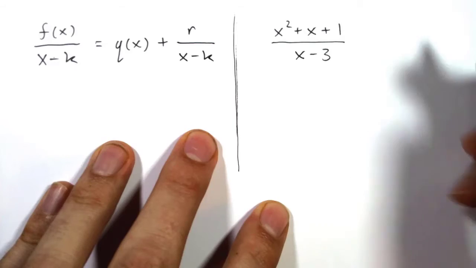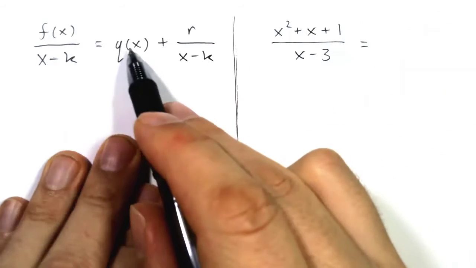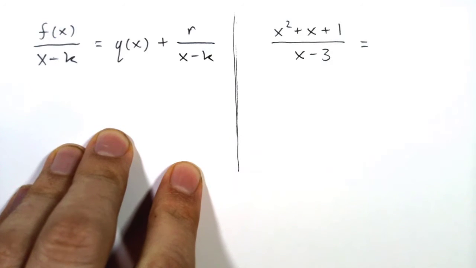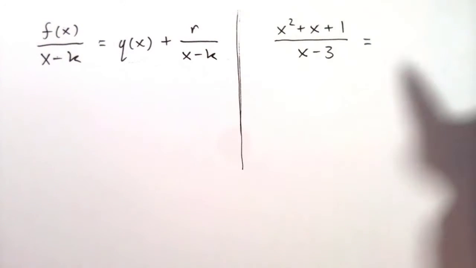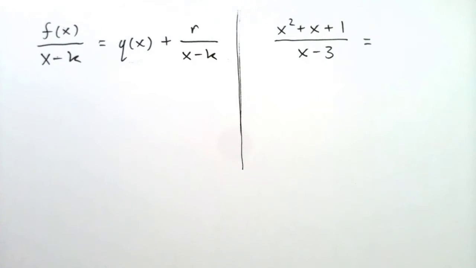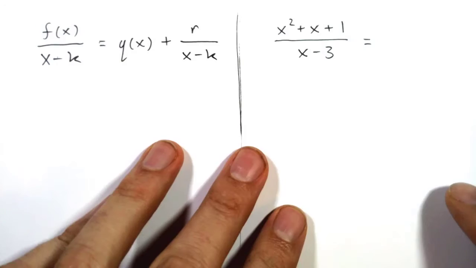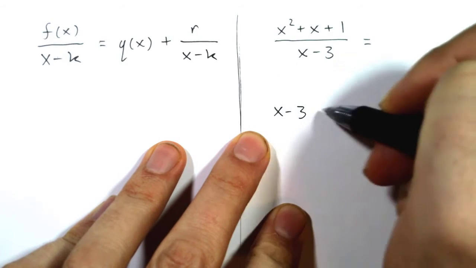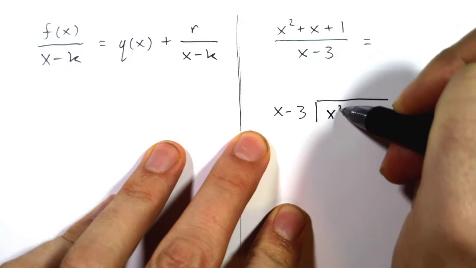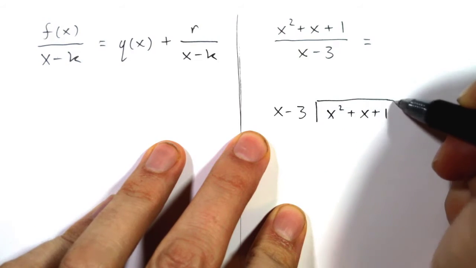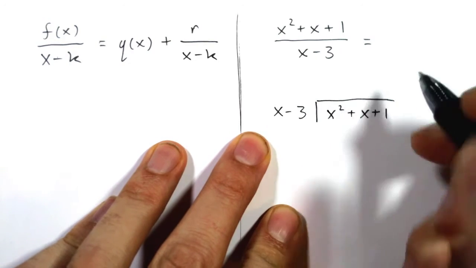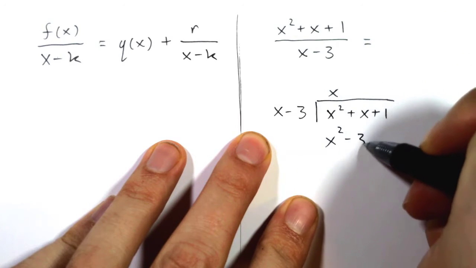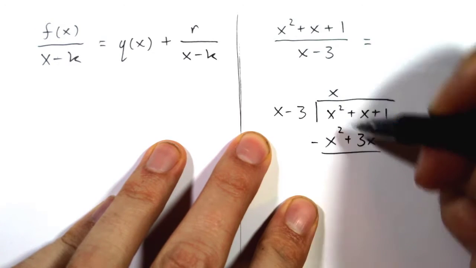Now, what do I get here? Well, I know I'm going to get some expression plus r over x minus k. I mean, we just saw it happen. All right? So whatever polynomial you picked and whatever number you picked up here, go ahead and go through that division. All right? I'll do it over here. So we're dividing x minus 3 into x squared plus x plus 1. x goes into x squared x times. So when I multiply x times this, I get x squared minus 3x. I negate and I add.